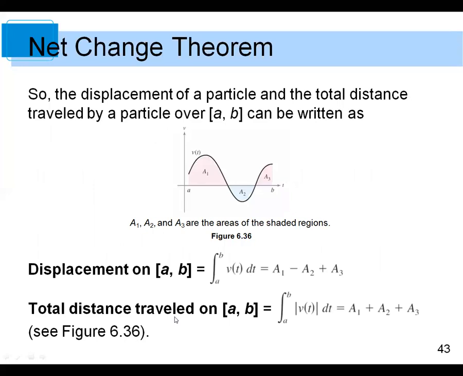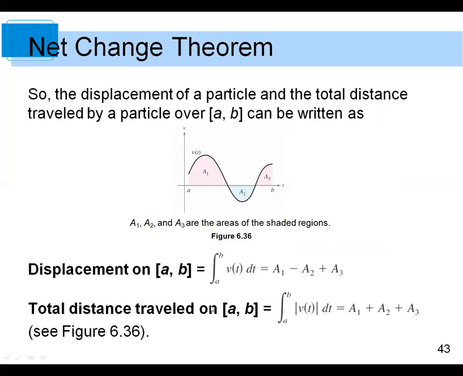So the displacement of the particle and the total distance traveled can be written as follows. The displacement is equal to the definite integral of velocity, which is just S of B minus S of A. How it would show up in this picture is you have positive velocities here, negative velocities here, and positive velocities here. So if you just integrate the velocity, it would count this one as positive, this one as negative, and this one as positive, and you would get the net change in position.